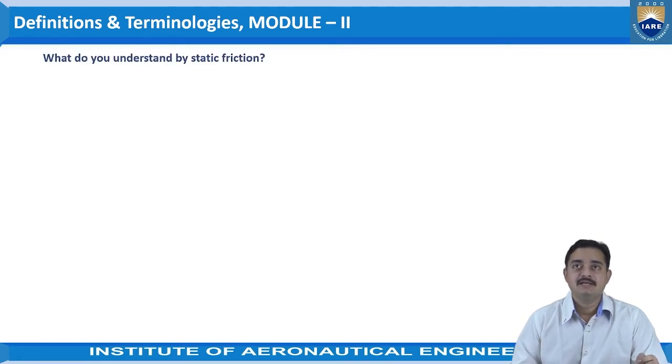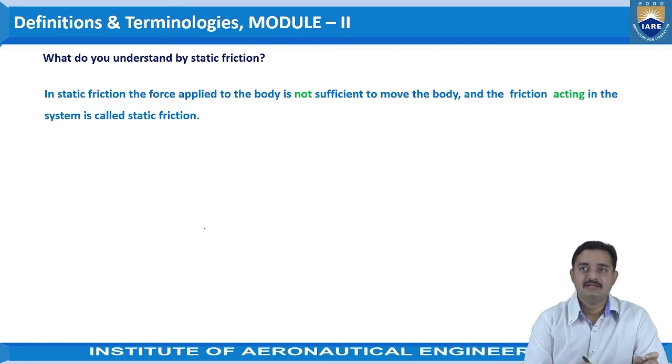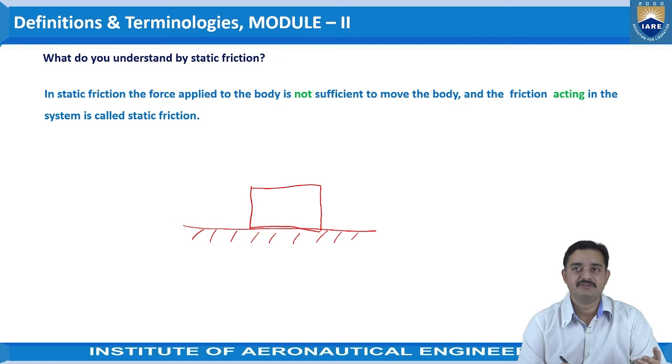Coming to the next one. What do you understand by static friction? The definition is given as, in static friction, the force applied to the body is not sufficient to move the body, and the friction acting in the system is called static friction. Let us say on a surface a body is placed. In the previous definition of limiting friction, we have seen the graphical representation of the force and the friction, and we have seen the static condition and the dynamic condition. Let us first see here what is static friction.